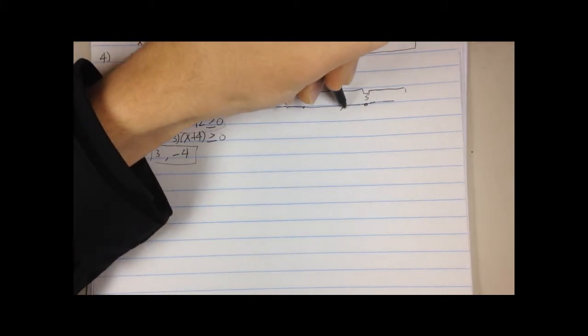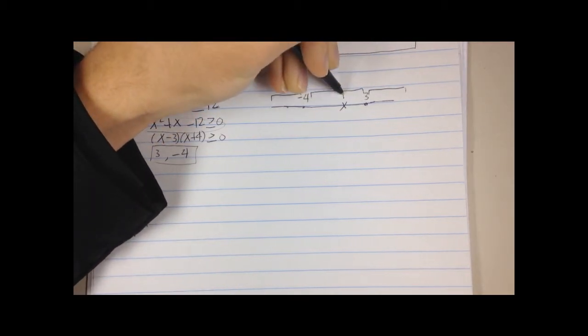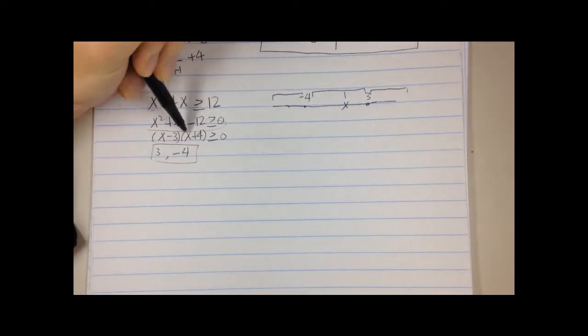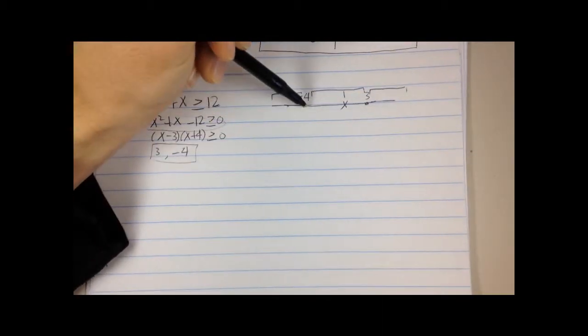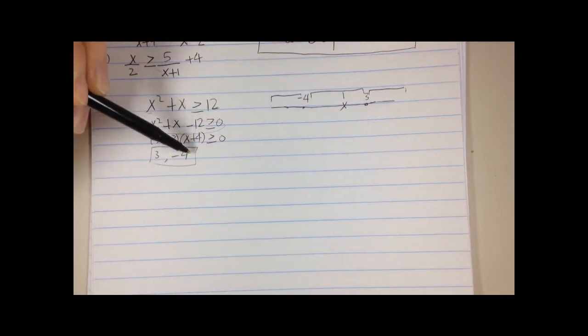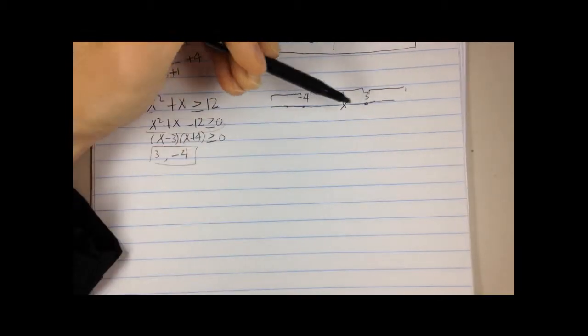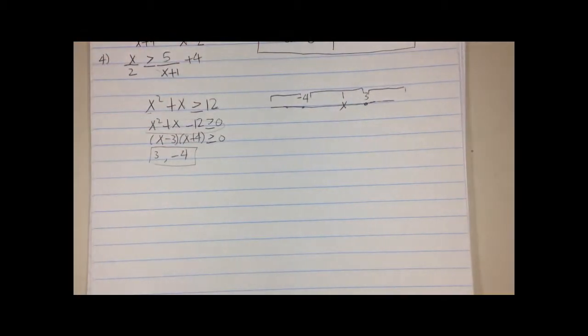So for example, let's say we can just choose a point between negative 4 and 3. Let's just go with 1. So if 1 satisfies this inequality, then every single other point in this range will also satisfy the inequality. And if 1 doesn't satisfy the inequality, then none of the other points in here will.